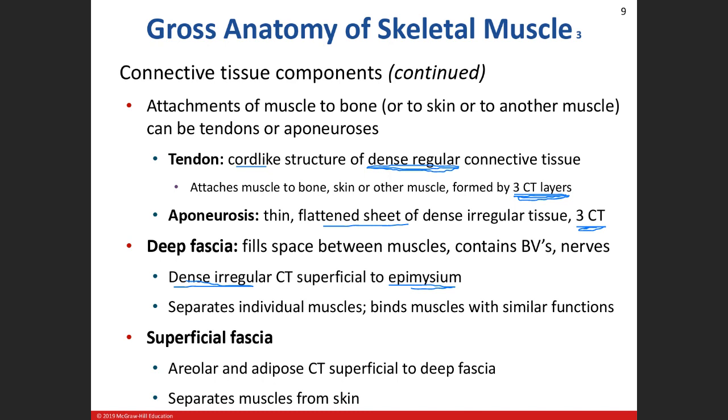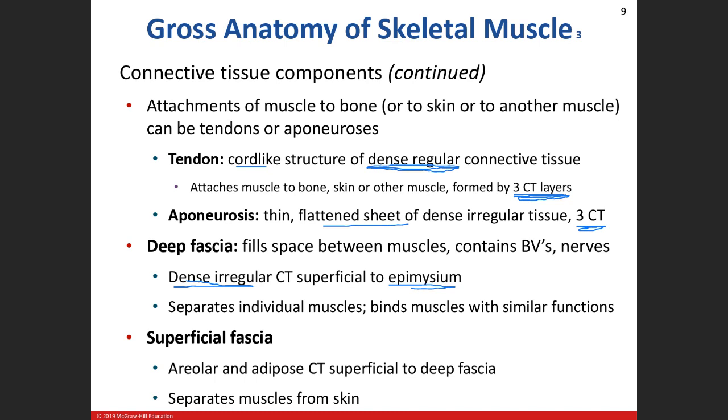For example, when we were just learning about the muscles of the anterior or flexor compartment in the forearm on Tuesday, the deep fascia is going to separate the pronator teres from the palmaris longus, or it'll separate the palmaris longus from the flexor carpi radialis. So it helps to separate these muscles from each other, especially when they're in the same compartment.